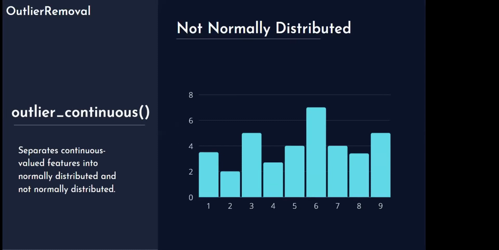We will separate the continuous features into normally distributed or not normally distributed. First, if the feature is normally distributed, when we plot it, we will get a bell-shaped curve. If it is not normally distributed, when we plot it, we can't get any bell-shaped curve.